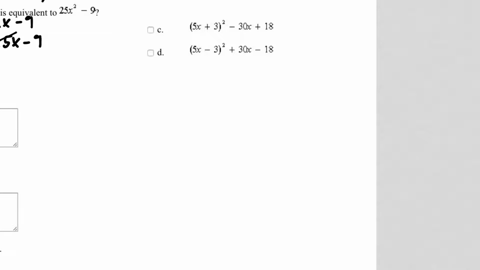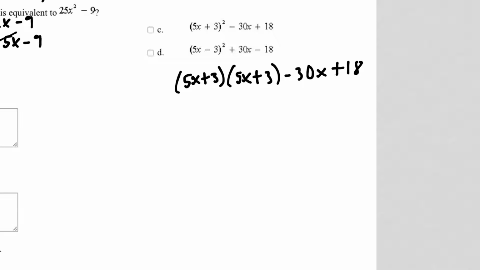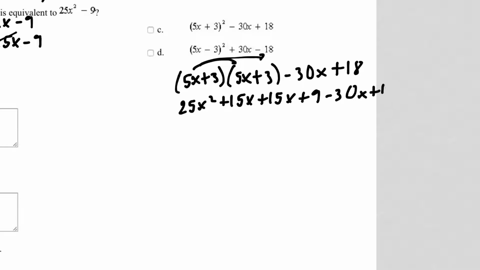Okay, so part C, (5x plus 3) squared, that means (5x plus 3) times (5x plus 3) minus 30x plus 18. 5x plus 3 times 5x plus 3 gives me 25x squared. I'm going to FOIL right here. Right there, multiplied, plus 15x, because it's 3 times 5x, plus 9. But then on top of that, there's a negative 30x over there and a plus 18.